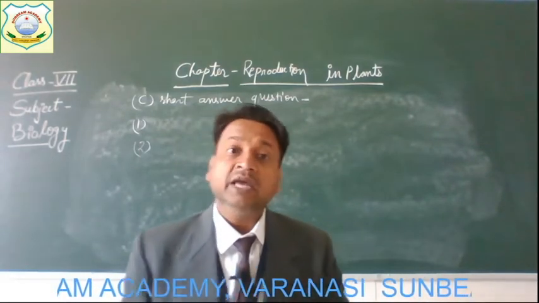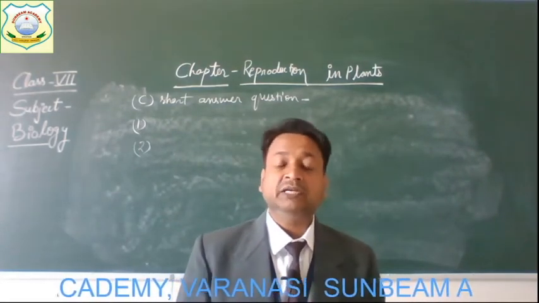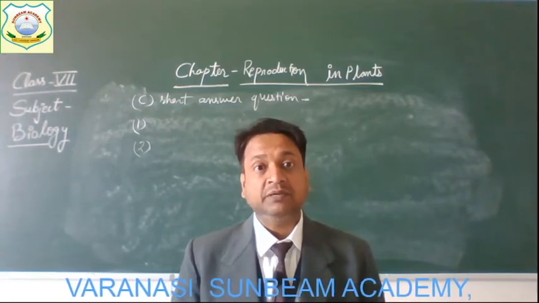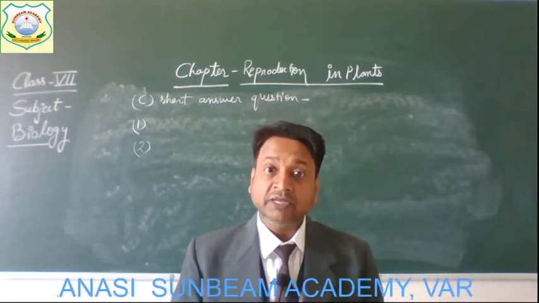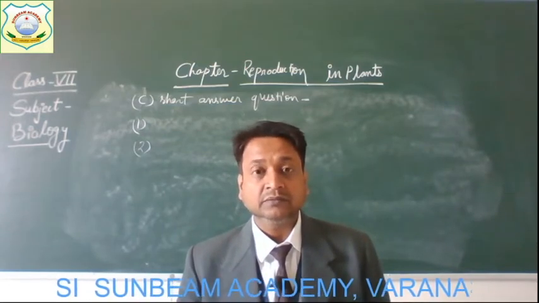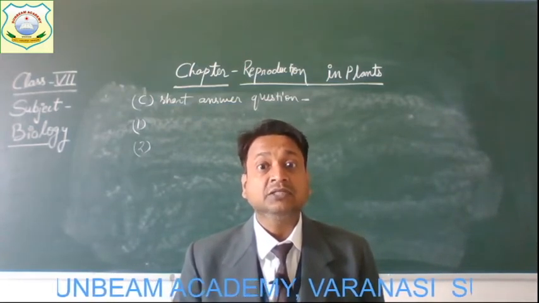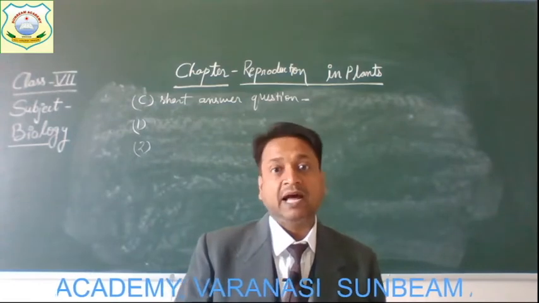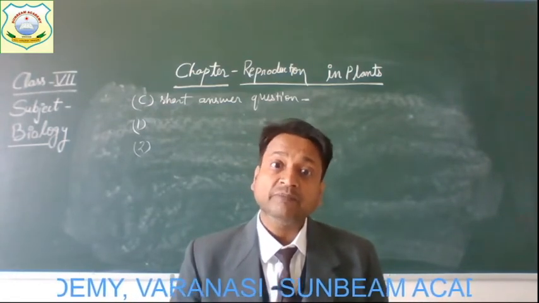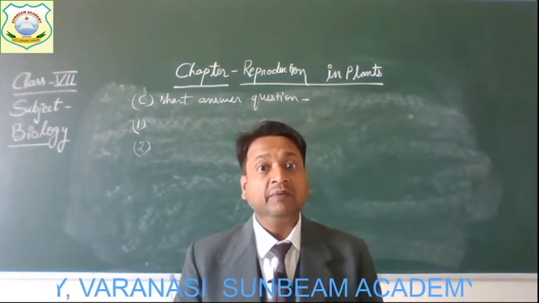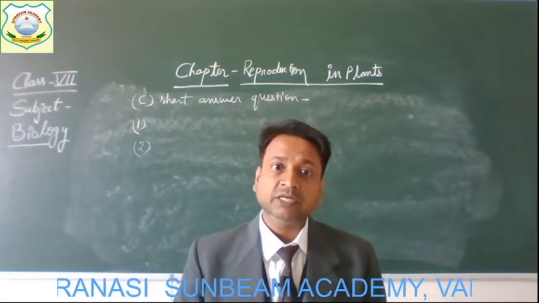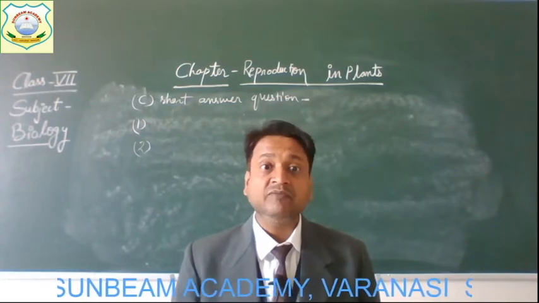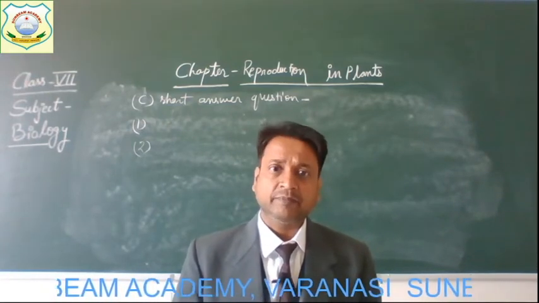Now come to the next question number 2, and the question is, name one reproductive and one vegetative part of a plant. Okay, children. So remember that we have discussed in the chapter that plants have vegetative parts and reproductive parts. The vegetative parts of the plants are stem, roots, leaf, and the reproductive part of the plant is flower. So you can say that one reproductive part of a plant is flower, and one vegetative part of a plant is leaf or stem.